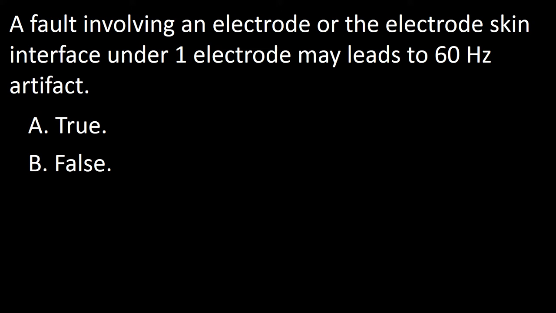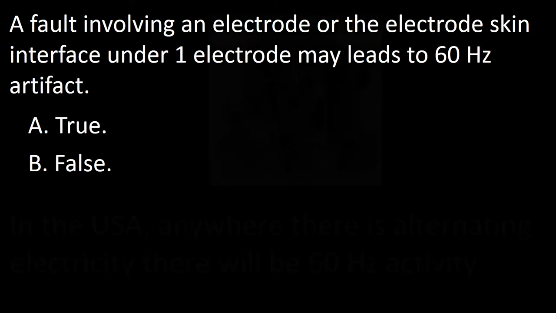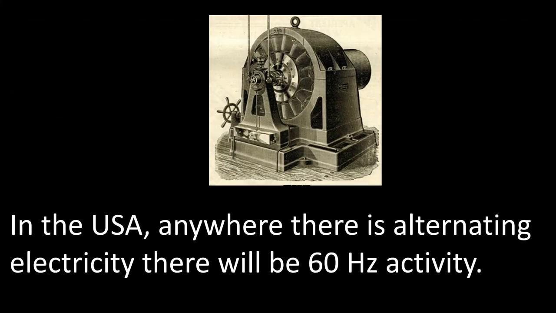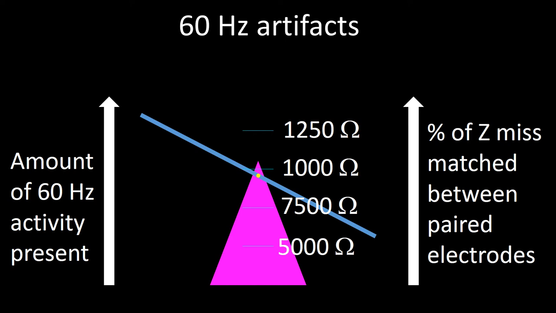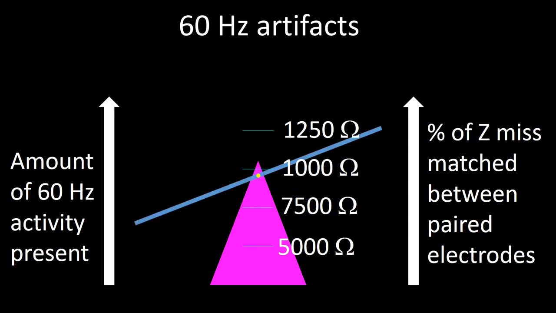Next question. A fault involving an electrode or the electrode skin interface under one electrode may lead to 60 Hz artifact. A, true, B, false. In the USA, anywhere there is alternating electricity, there will be 60 Hz activity. 60 Hz artifact is the product of a failure of the common mode rejection to eliminate similar activity entering the amplifier through E1 and E2. This is more likely to occur the more electrical equipment is around the EEG machine and if the impedance discrepancy between the paired electrodes is high. In an environment with excessive 60 Hz, relatively minor mismatches in impedance between paired electrodes will generate 60 Hz artifacts, as well as in an environment with relatively little 60 Hz activity but a high percentage of impedance mismatch.